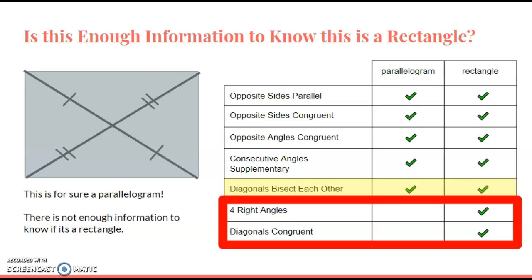So what I'd like you to do is I'm going to give you a few problems that look like this, and I want you to decide, is this enough information to know that this is a rectangle? We're going to go over those questions, and then I'm going to have another video for the rhombus. I'll see you back here in a second.